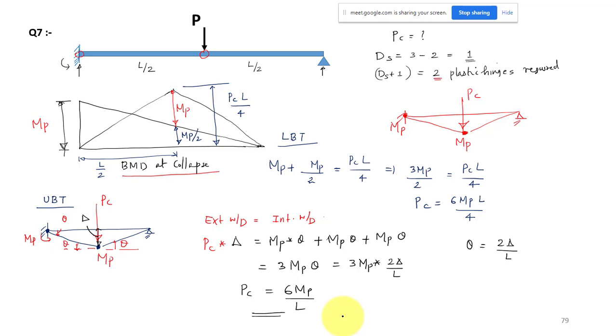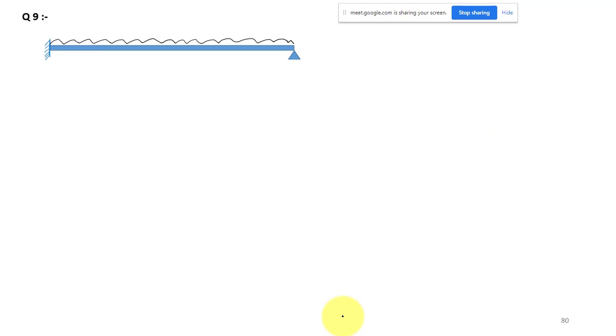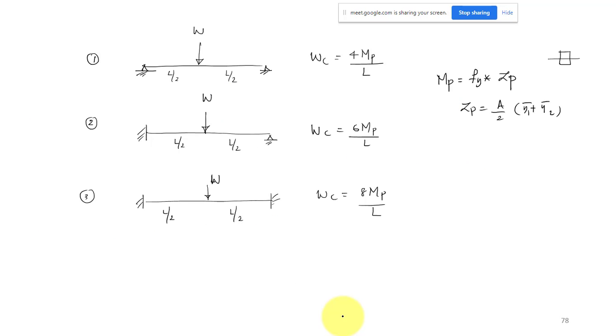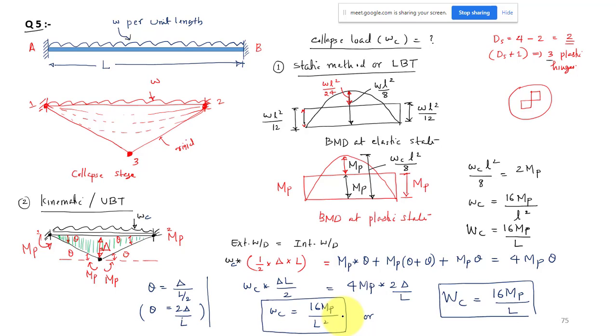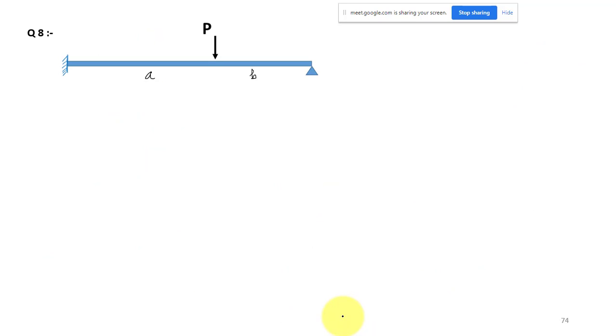Okay, and next we'll go to question number 8. I will not solve it. It is the same question. We have a propped cantilever beam, and the loading is not at the center. You can solve it easily. It is not difficult, and the procedure is the same. We need two plastic hinges to form the mechanism.